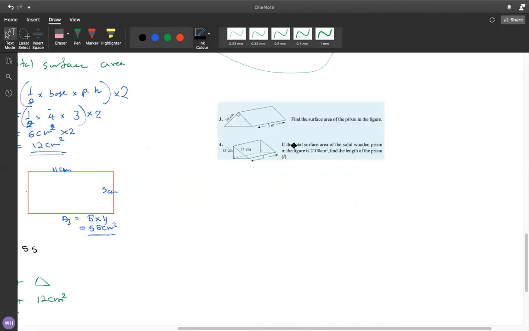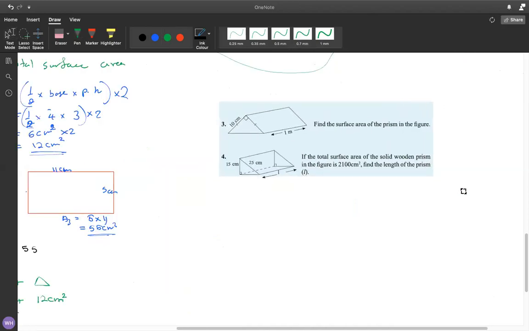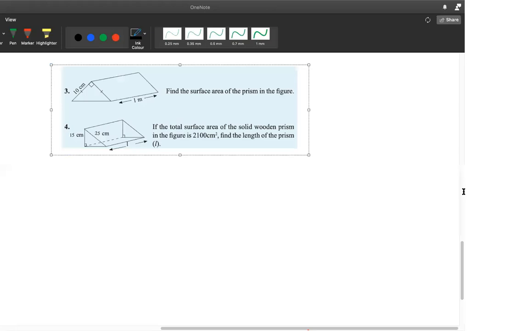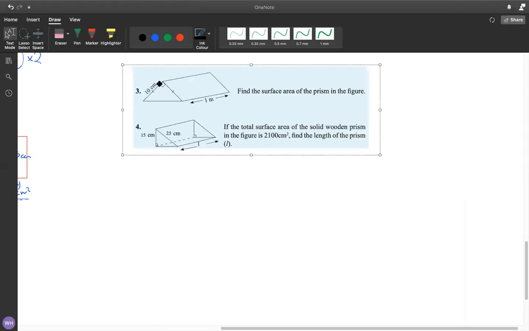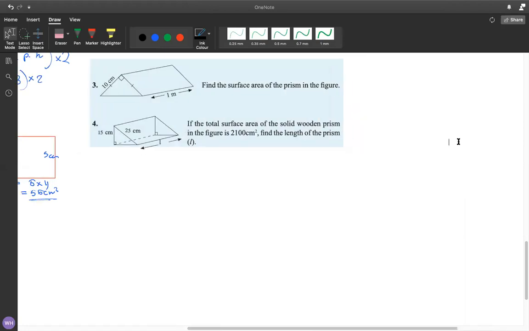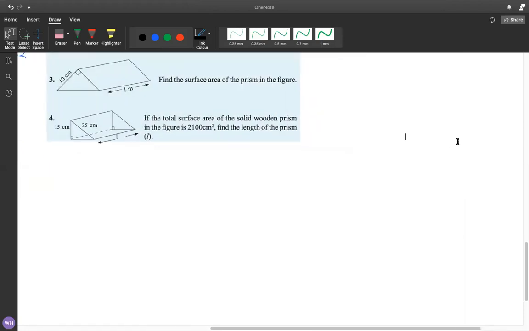So yes, consider this. This is extracted from your textbook, right? Page number 135, exercise 29.2. So in the first question, what they're asking for, answer it. Find the surface area of the prism in the figure given. Okay, so you can find the total surface area. Here it is much simpler.